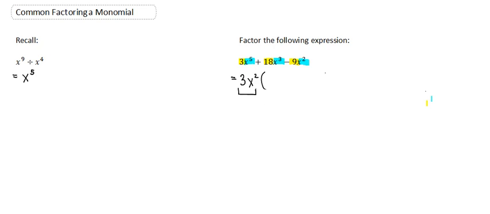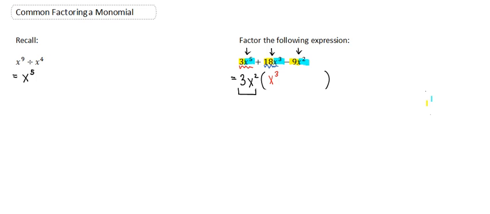Now we're going to put brackets, and we're going to determine what terms go in these brackets by taking each term from the previous expression and dividing it by the greatest common factor. So let's look at our first one. 3x to the 5 divided by 3x squared. Divide the 3's by each other and you get 1, which we don't actually need to write. And divide x to the 5 by x squared, and we're left with x to the exponent 3 because we subtracted the exponents.